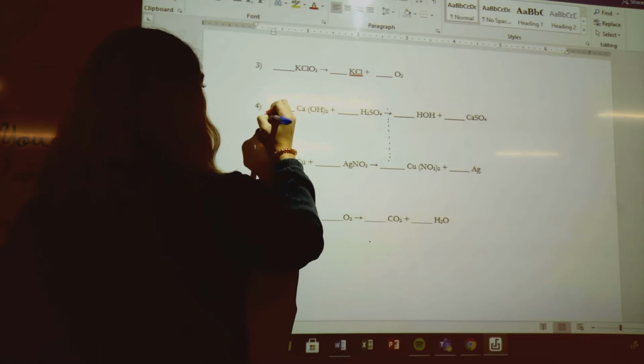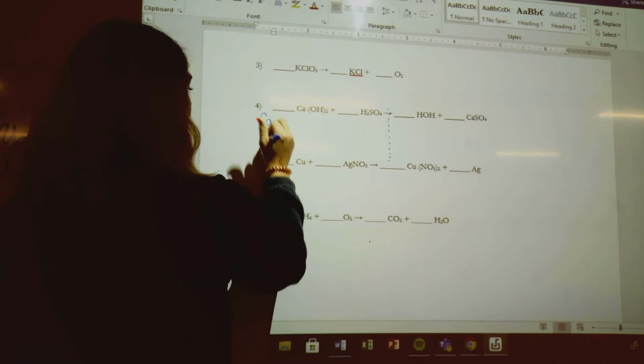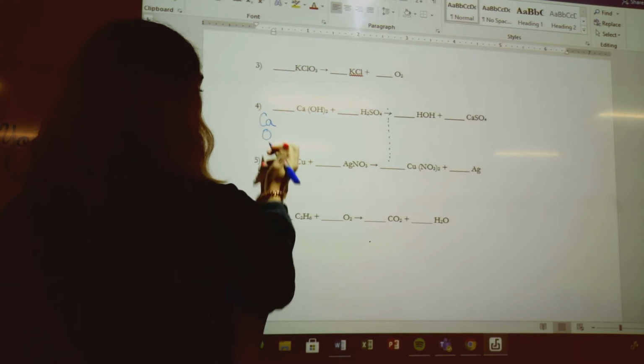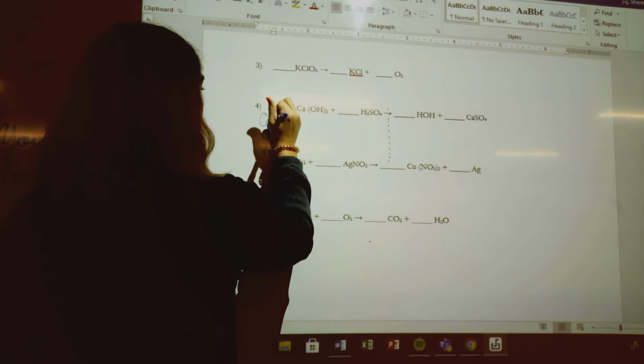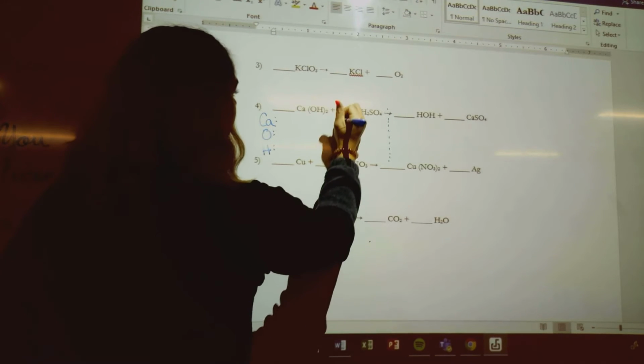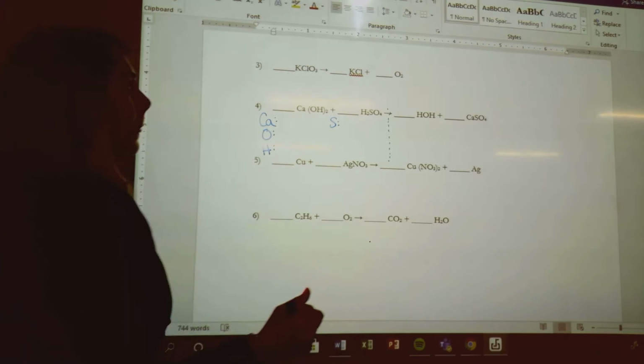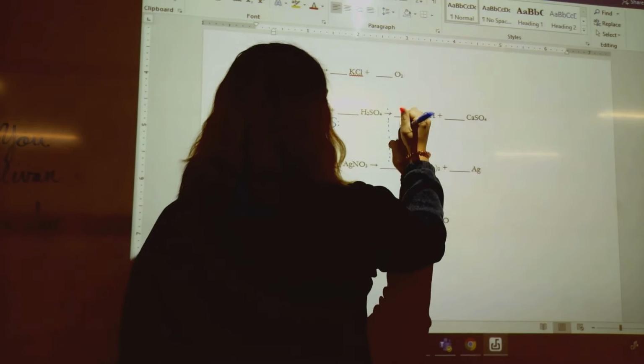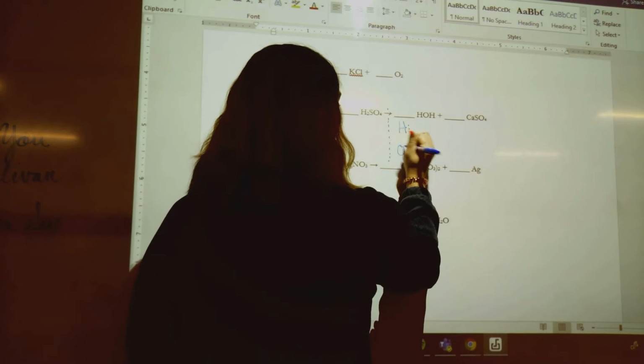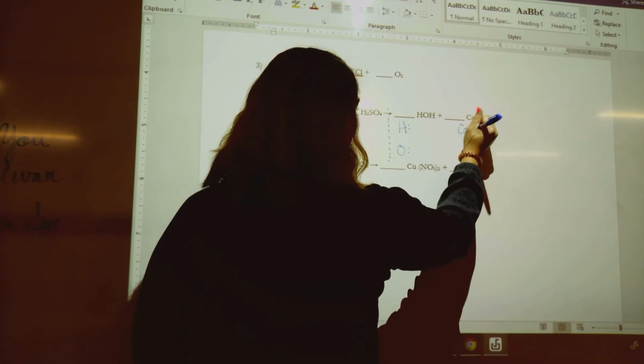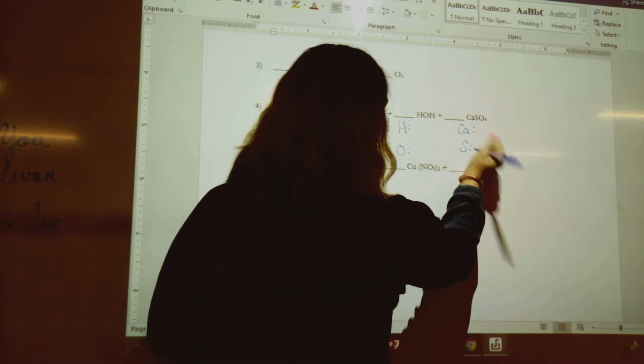Common problem. We have a Ca on our reactant side, O, H, and S. Same thing on our product side. We got some H's, some O's, Ca's, and S. Okay?